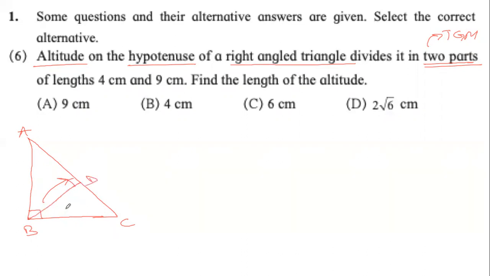It is dividing the hypotenuse into two parts, AD and CD. One is 4 centimeters, another is 9 centimeters. The question is, how much is the altitude? Yes? Theorem of geometric mean. The theorem of geometric means tells us that altitude square is equal to 9 into 4.